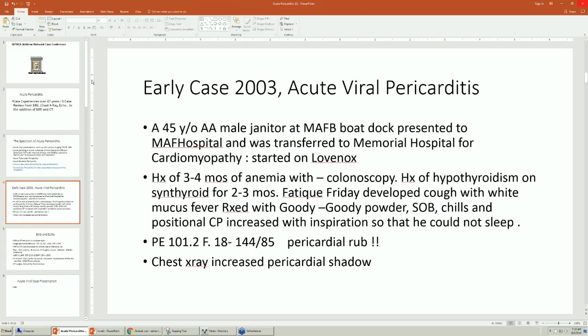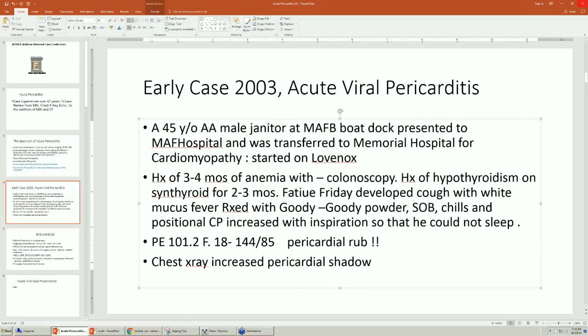He was diagnosed as having a cardiomyopathy, and he was started on Lovenox, which was a frequent occurrence. He had 3 or 4 months of anemia with colonoscopy, history of hypothyroidism for about 3 months, had been recently started on Synthroid, had fatigue occurring for this 3-month period. He developed a cough with white mucus. He had a fever, which he treated personally with Goody's powder. That's a home remedy. And shortness of breath, chills, positional chest pain, increased with inspiration, couldn't sleep.